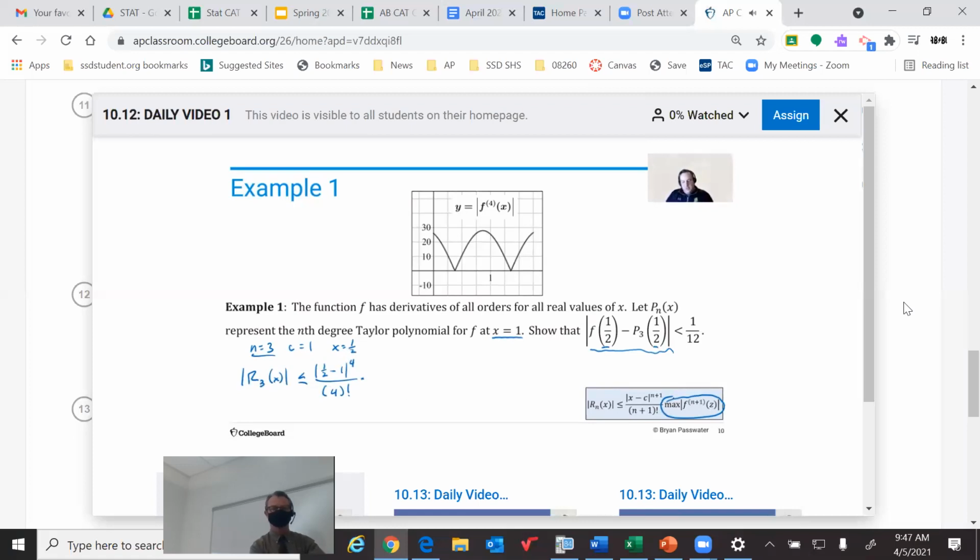The fourth derivative, what's the highest possible derivative anywhere between the center and the value that you're approximating? Well, here's our center, c, and then we're approximating at 1/2, and so we're saying between these two values, what's the highest possible derivative value? And between here and here, we can see that the maximum of the fourth derivative on the interval is right here. That's going to be the maximum value. Whatever that is right there, that's the maximum.